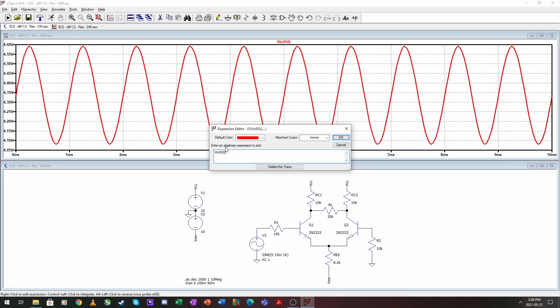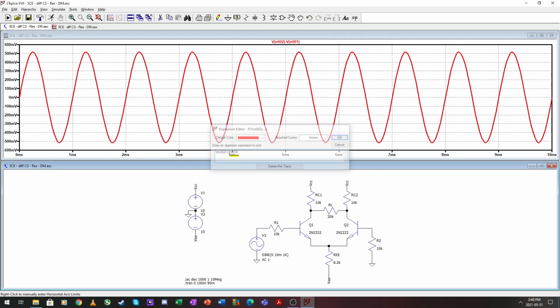And now if we do the differential, it will be in the middle and our gain is halved. So our input impedance is 20 kilo ohms. Our output impedance is 20 kilo ohms for fully differential right here. Right, and that is our differential mode.